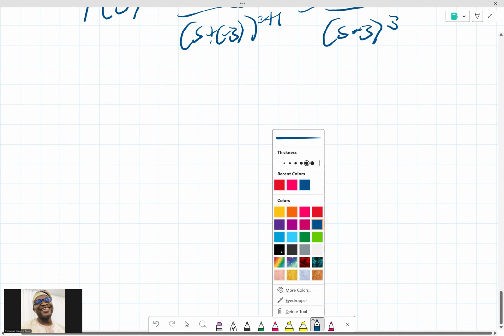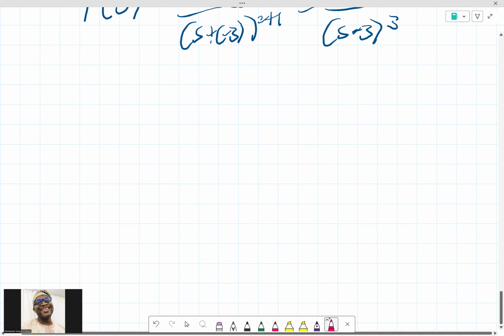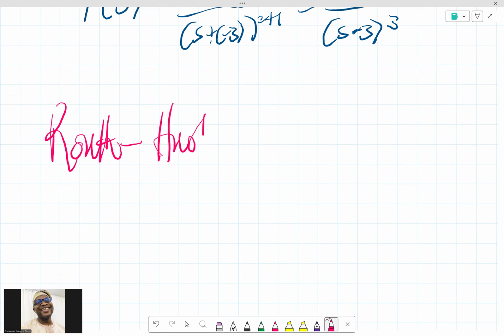Okay, so let's go for the Routh-Hurwitz criterion, which is more like the focus here in this video, talking about stability. The Routh-Hurwitz criterion.